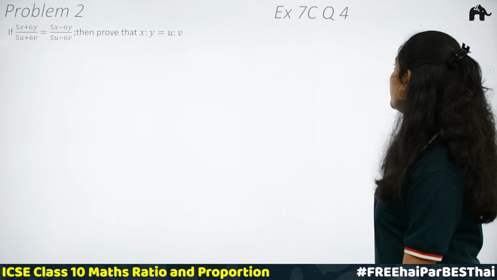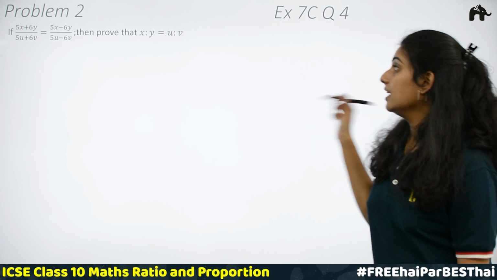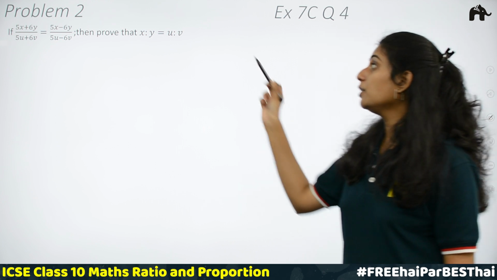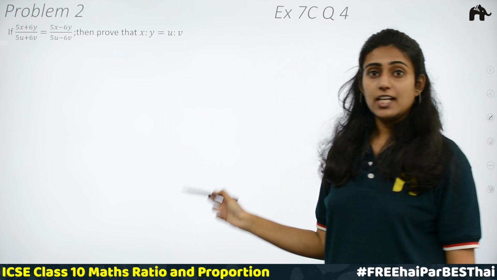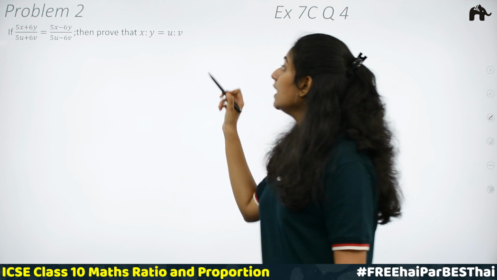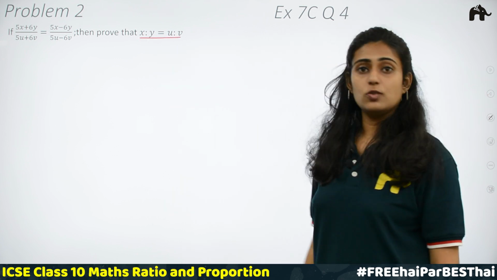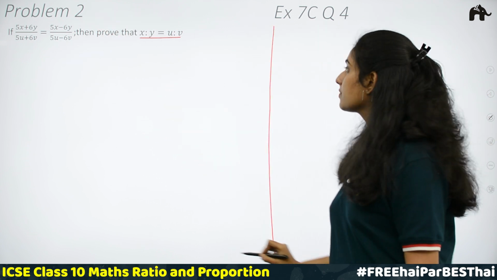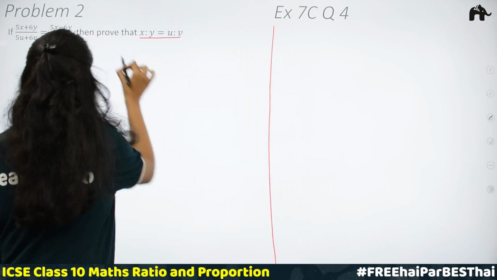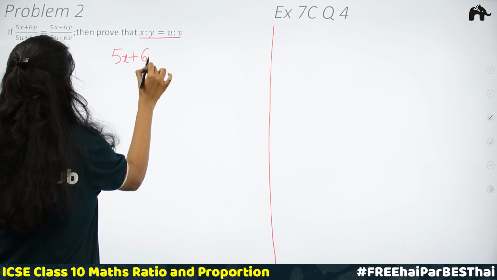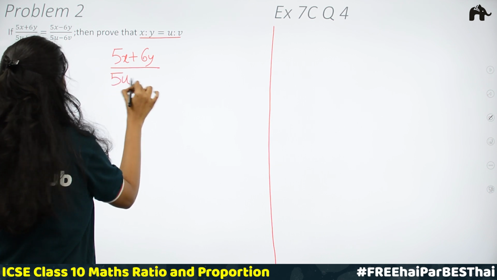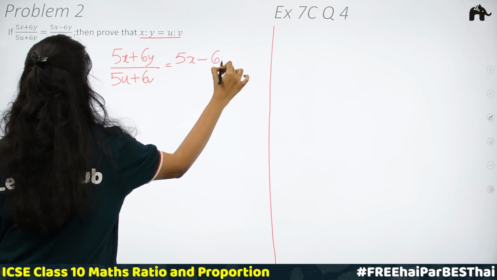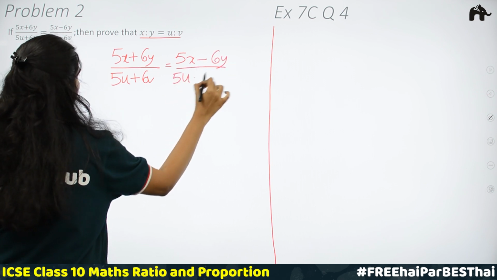Now, problem 2, question 4 of exercise 7C. If (5x plus 6y) divided by (5u plus 6v) is equal to (5x minus 6y) divided by (5u minus 6v), then prove that x is to y is equal to u is to v. From here, we have to reach here. Let's start. Given (5x plus 6y) divided by (5u plus 6v) is equal to (5x minus 6y) divided by (5u minus 6v).